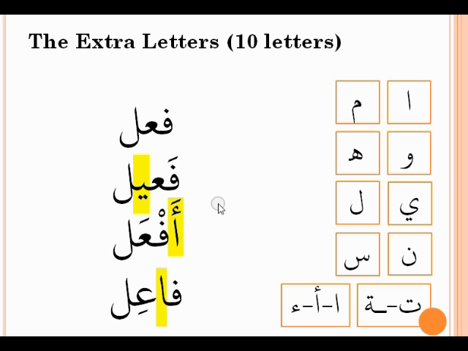Just a quick reminder of the 10 letters that can be added into words to create new additional meanings to these new nouns. These are the 3 long vowels, alif, waw, and ya, which can be inserted anywhere in the middle of a word. The other letters can appear at the beginning, middle, or end of words. Of course, the ta marbuta may only be attached to the end of nouns.